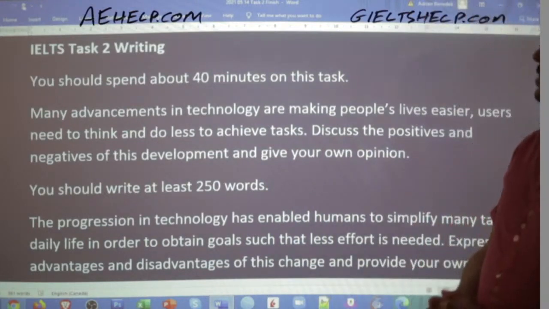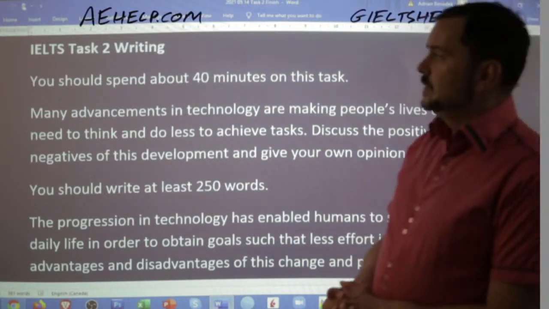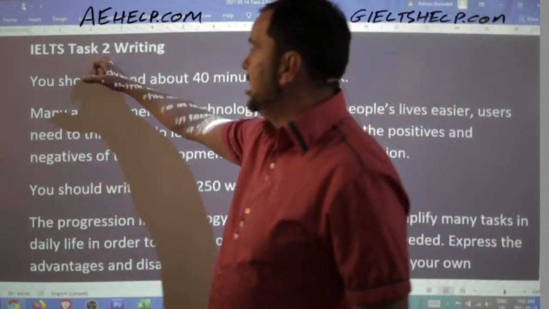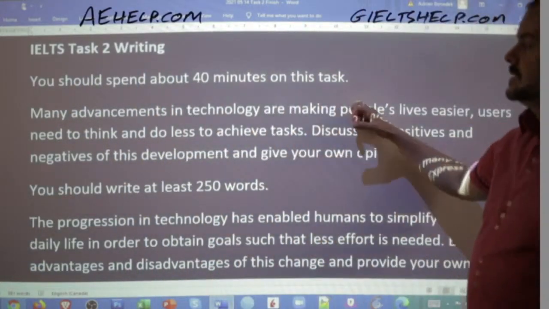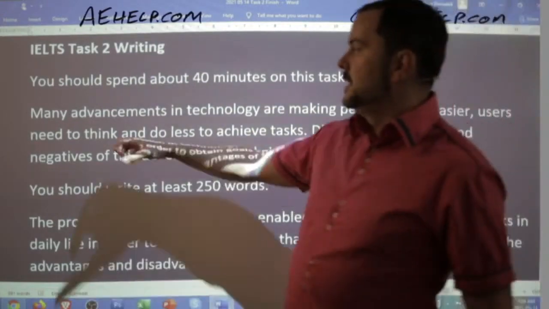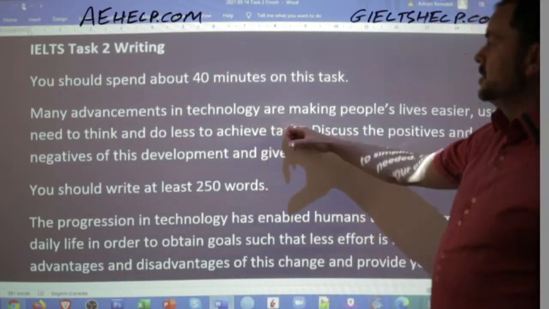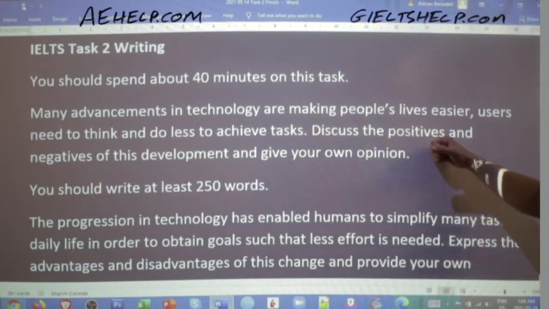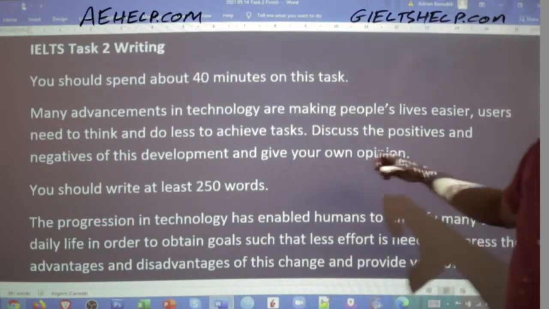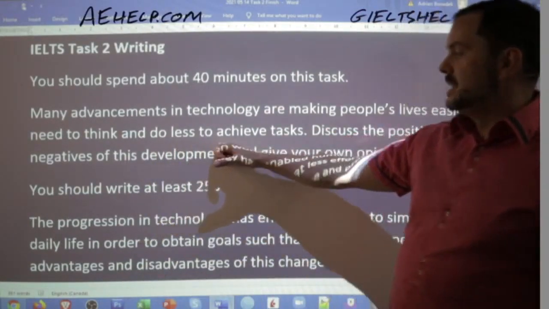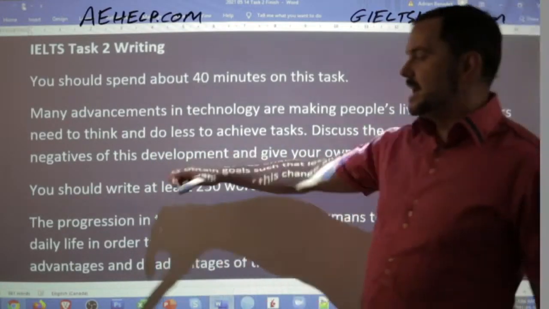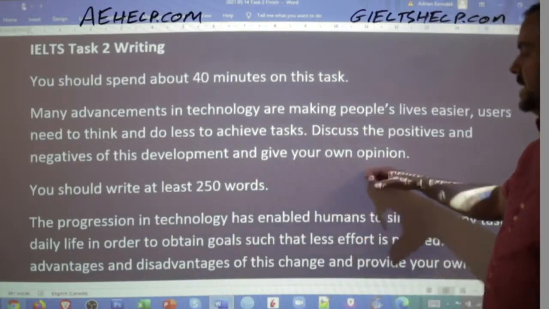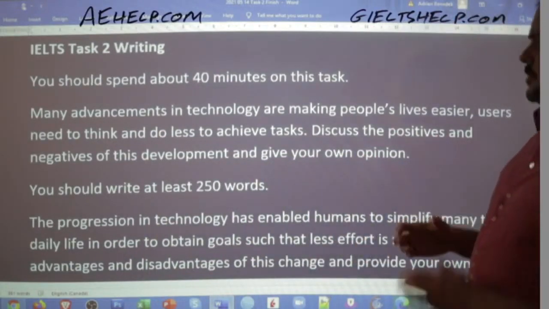All right, so this was the question we looked at yesterday. IELTS task two writing. You should spend about 40 minutes on this task. Many advancements in technology are making people's lives easier. Users need to think and do less to achieve tasks. Discuss the positives and negatives of this development and give your own opinion.